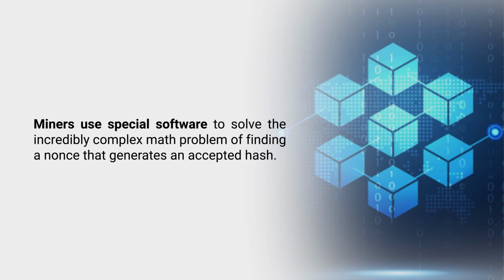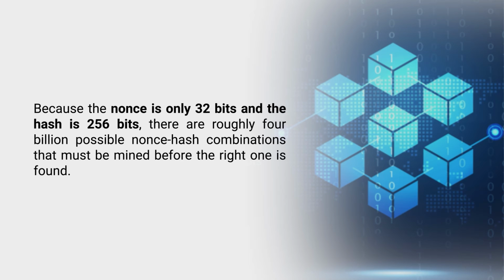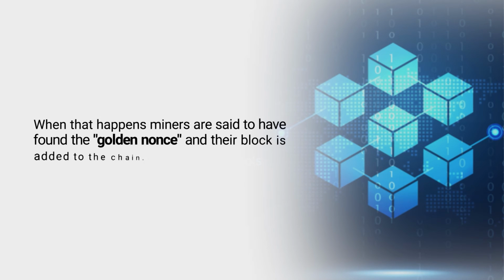Miners use special software to solve the incredibly complex math problem of finding a nonce that generates an accepted hash. Because the nonce is only 32 bits and the hash is 256 bits, there are roughly 4 billion possible nonce-hash combinations that must be mined before the right one is found. When that happens, miners are said to have found the golden nonce and their block is added to the chain.